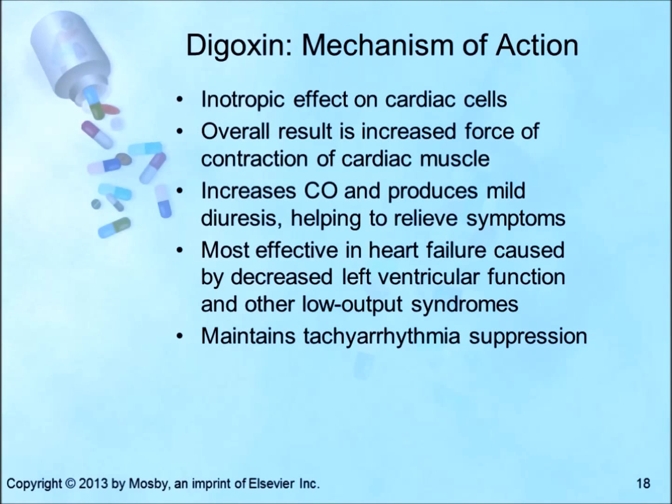It's most effective in failure caused by decreased left ventricular function and low output syndromes. Digoxin is less effective in high output syndromes of heart failure, such as bronchopulmonary insufficiency, anemia, infection, and hyperthyroidism. Rapid arrhythmias such as atrial fibrillation, atrial flutter, and paroxysmal atrial tachycardia may provoke pulmonary edema. Oral digoxin maintains tachyarrhythmia suppression.